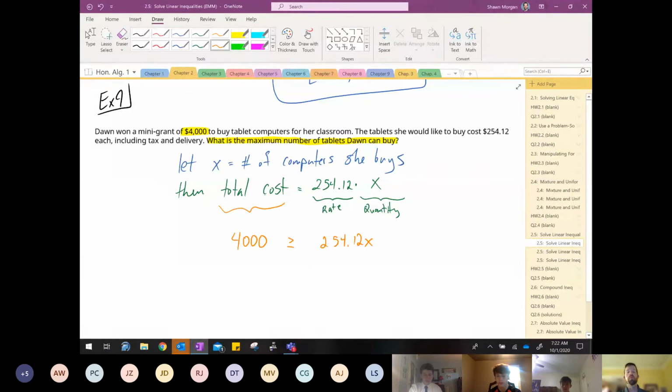Okay. So what would I do to both sides at this point? What do you guys think? Divide by 254.12. Yeah, and that's where the old calculator comes in handy. So let's do 4,000 divided by 254.12 equals 15.74. All right, so we're going to say 15.74, and I'll just say approximately. And then, do I have to reverse the direction of my inequality?